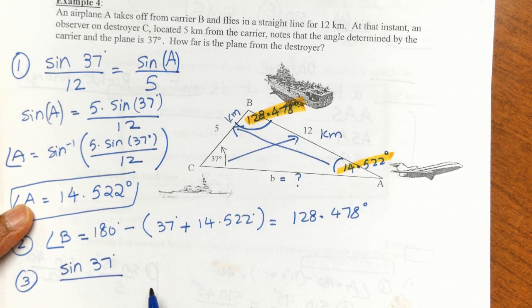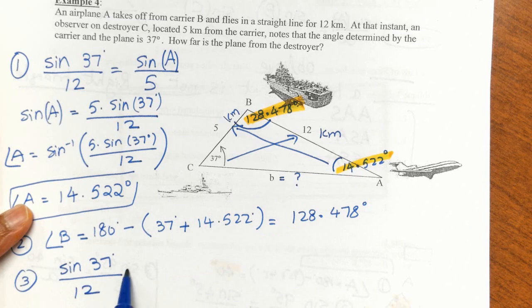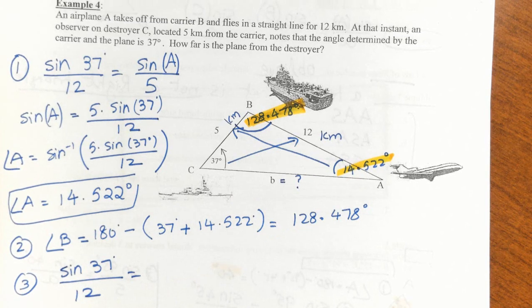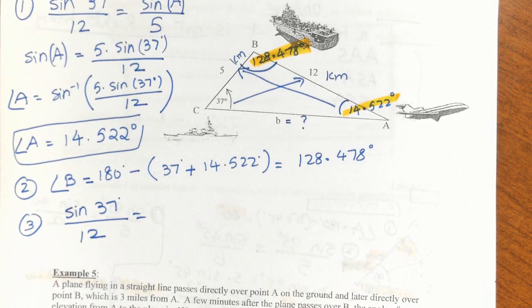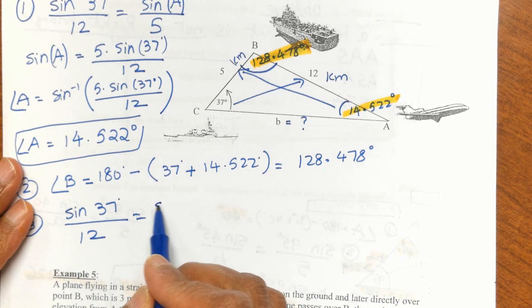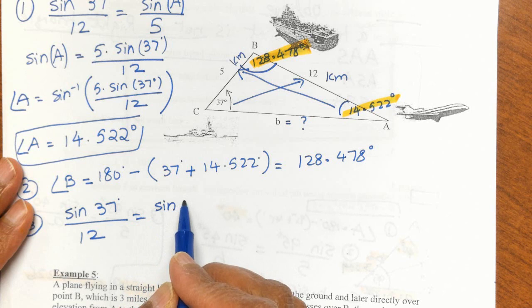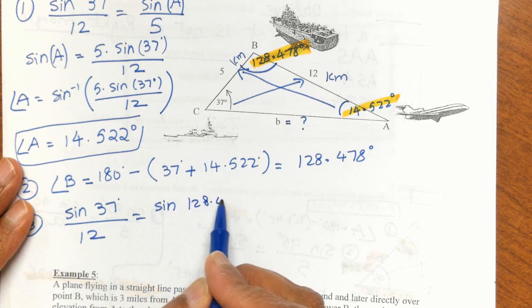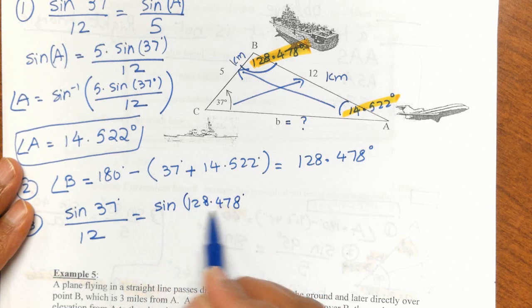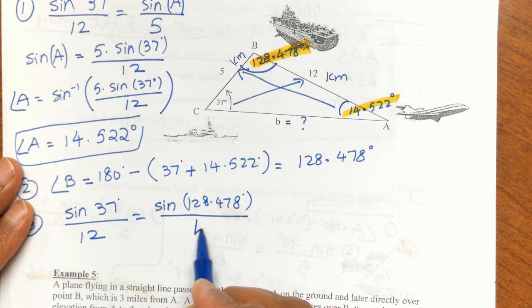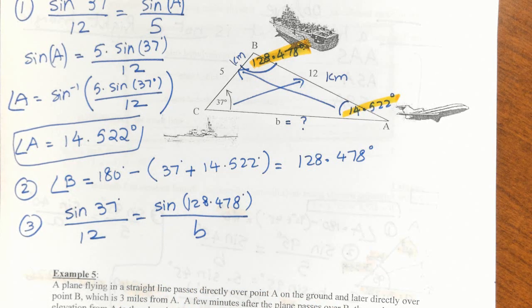I'll still use sine 37 and 12 as the side that I use, and the other side is going to be... Okay. Let's solve. So this should be a setup to find side B. Everybody doing okay?